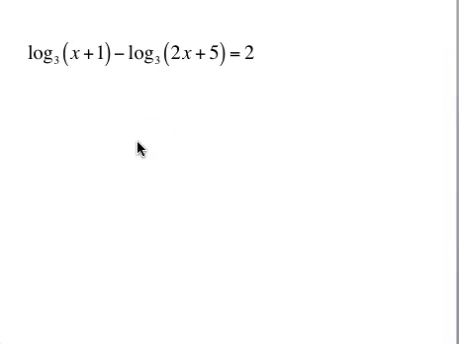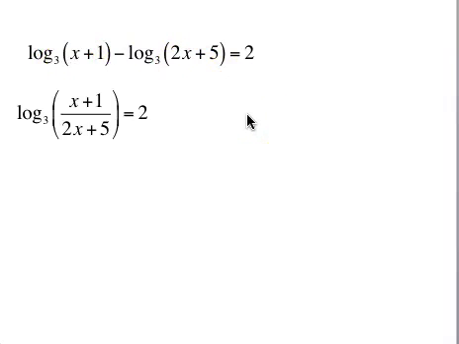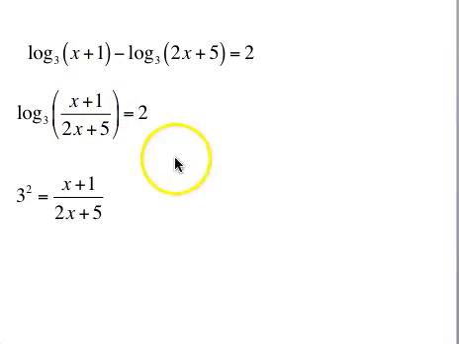Our next question is log base 3 of x plus 1 minus log base 3 of 2x plus 5 equals 2. We have to use our other rule of logs, namely the difference of the logs is the log of the quotient. So we're going to rewrite this as log base 3 of x plus 1 over 2x plus 5 equals 2. So using that important rule, now we're going to use the other one starting at the base. 3 to the 2, 3 to the second power, is going to equal x plus 1 over 2x plus 5. Starting with the base, the answer is an exponent. Now 3 squared is 9, so we'll rewrite it that way.